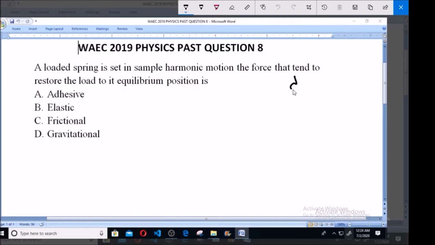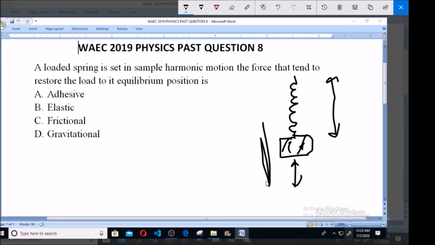If you have a spring like this and you load this spring with a mass, so if you tap this very spring in this direction, it will go down and come up. So what is that force that is making it to go up and down, up and down? Is it adhesive force? Is it elastic force? Is it frictional force? Or is it gravitational force?